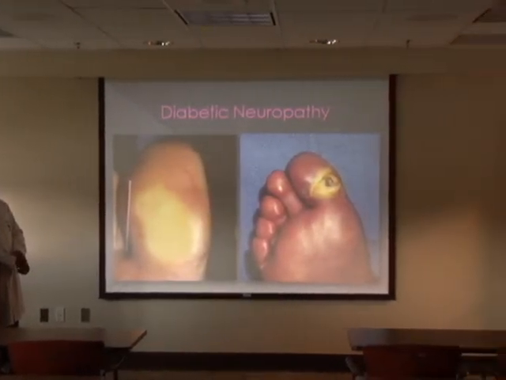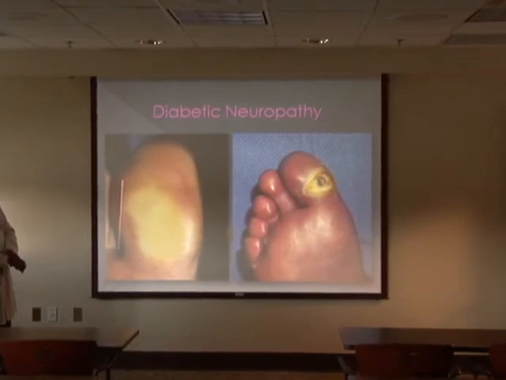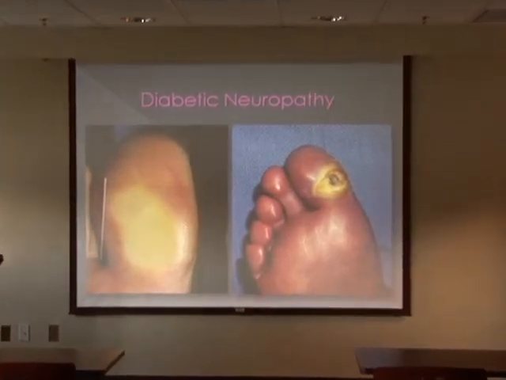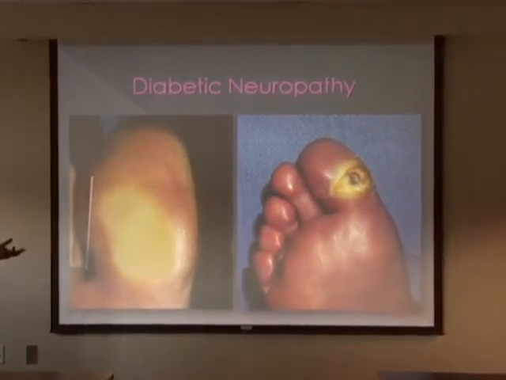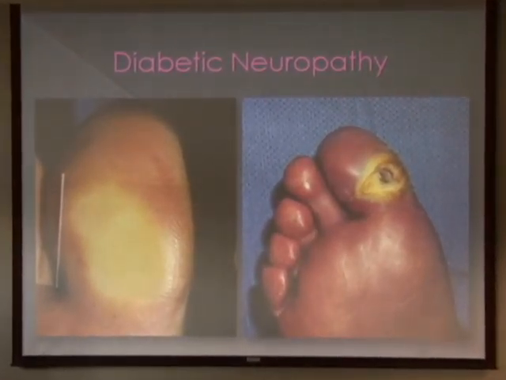And then there's diabetic neuropathy. Diabetic neuropathy exists as a musculovascular disease resulting from diabetes. As we have decreased circulation, we have increased irritation from shoe gear or outside sources, which leads to a breakdown of the skin.